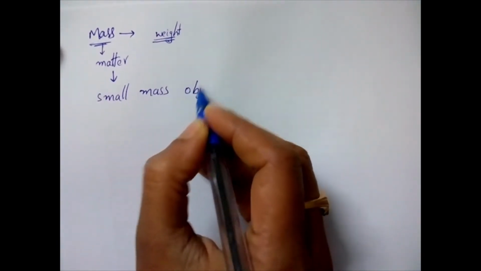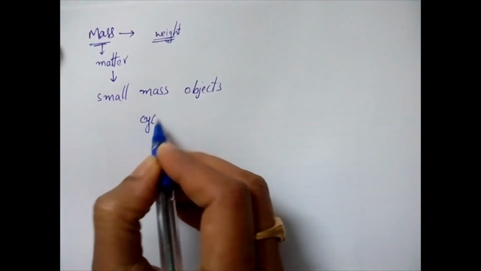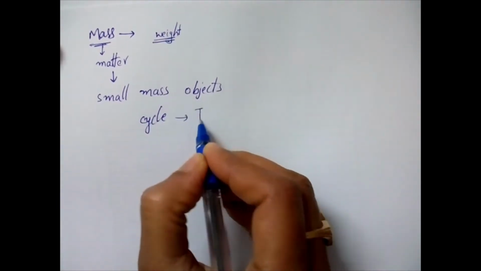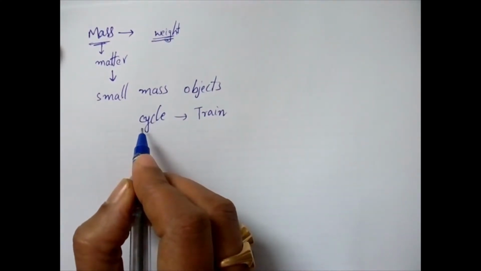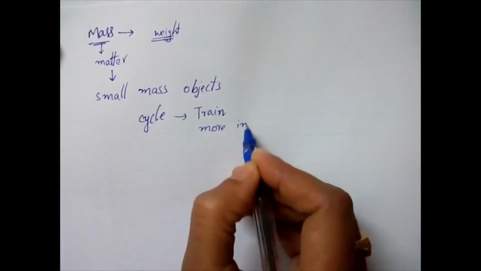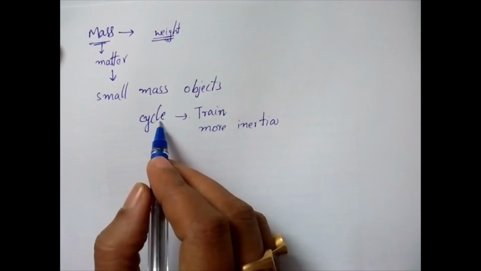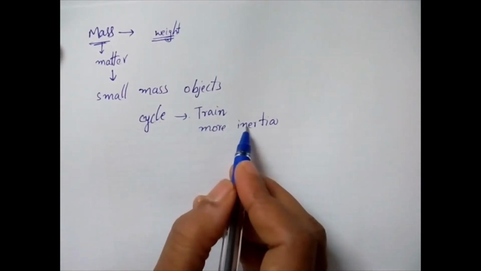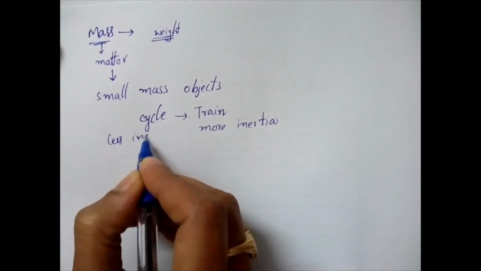Now, small mass objects. For example, we take two vehicles. One is a cycle and the other one is a train, let us take. Which has more mass has more inertia as well. Train has more mass, yes or no, compared to a cycle. That's why the train will have more inertia. In the same way, the cycle will have less inertia.